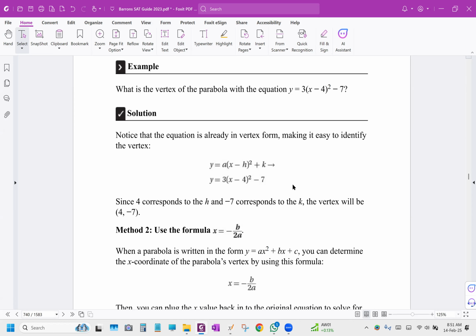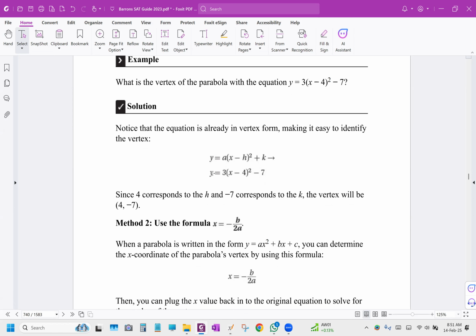The vertex of the parabola is (negative h, k). So the vertex is (4, negative 7). This is the vertex. (h, k).